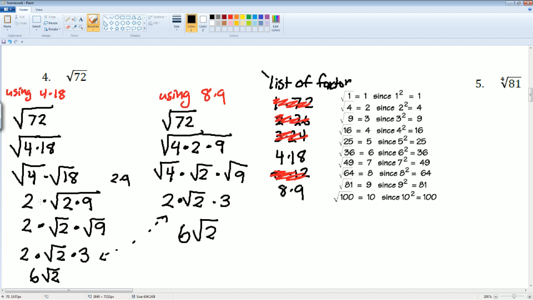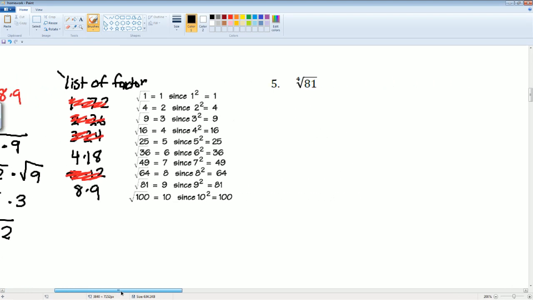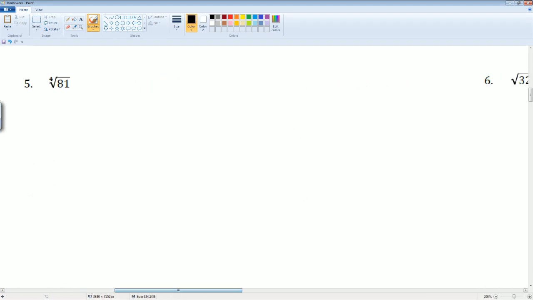Okay, it doesn't matter which factor you're using. The larger the factor, the fewer steps. But if you want to use the smaller factors, it doesn't matter. You're just going to have more steps. Okay, good. Let's do this one. And I think this is 4, so it still doesn't matter. You're still going to use your perfect square roots here.